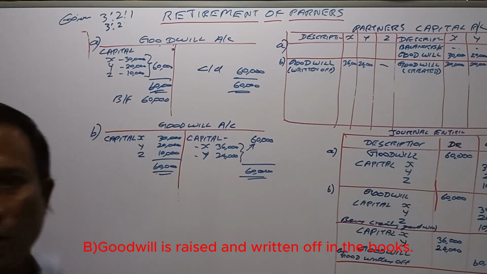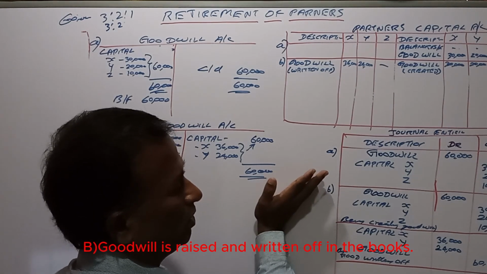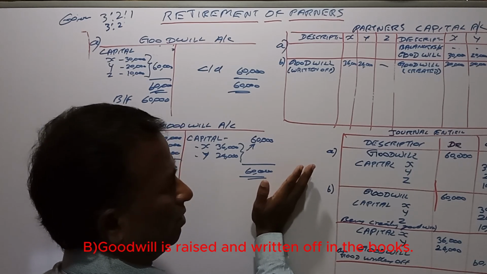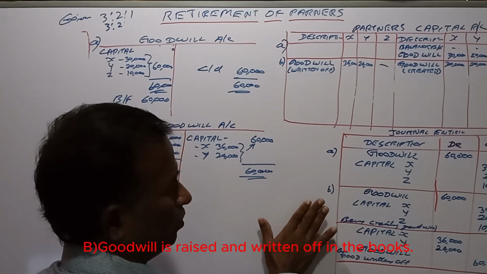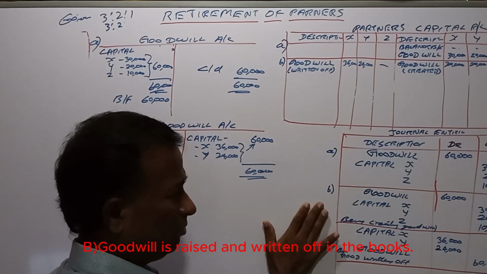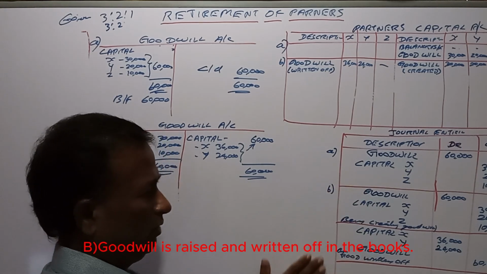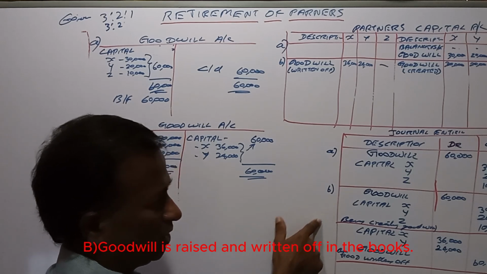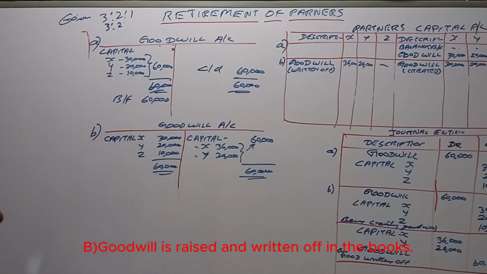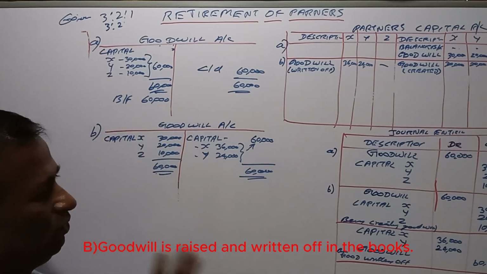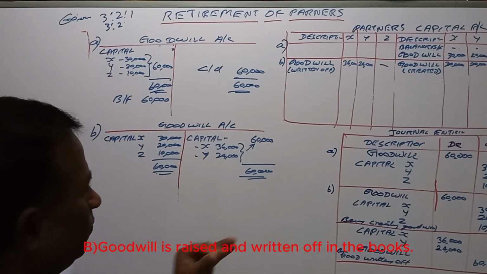So now you would have understood how to create the goodwill at the time of admitting the partner, at the time of retiring the partner, and at the time of retiring partner how to create the goodwill and how to write off that goodwill. This is the double entry for creation, and this is the double entry for writing off the goodwill, right? So I don't need to separately give you the double entry accounting treatment. So here itself you would have got it, right?